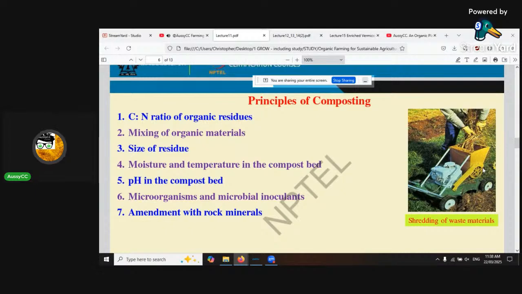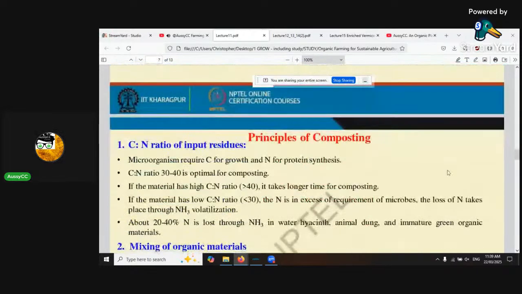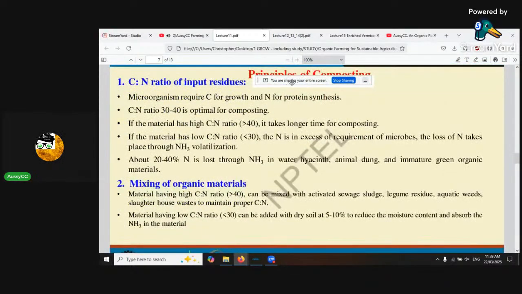Look at the little shredder. That's pretty good. Because India isn't very rich, they teach you the cheap way to do things, and then I call it the USA way to do things. If you've got money, you can just go and buy a machine to do it. And look how cheap this is. Shredding of waste materials, that is just excellent. Little tiny, I like it. I like the little simple ways. So, the principles of composting: carbon and nitrogen ratio of input residues.